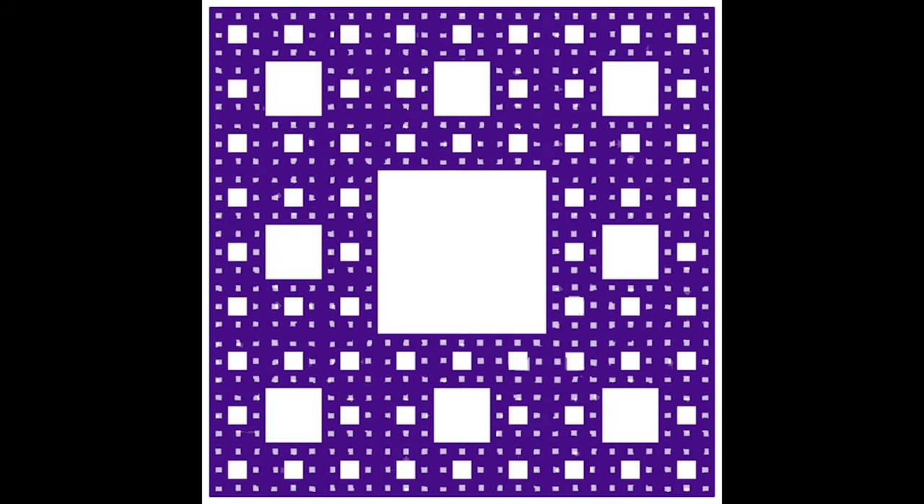The Hausdorff dimension for a Sierpinski carpet has d equal to 1.89. So as you can see from these images, it fills most of the space, around 90% of it, but not quite the entire two-dimensional space.